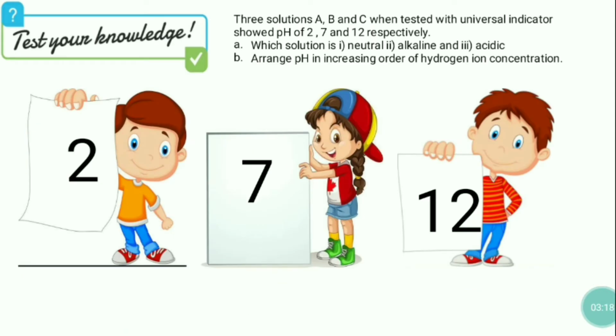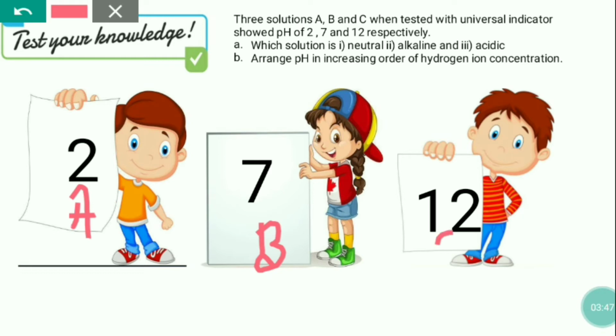Now, a simple question to test your knowledge. We have 3 solutions, A, B and C. When tested with the universal indicator, they showed pH of 2, 7 and 12. Which solution is neutral? Yes students, now you need to tell which solution is neutral. So this is our B solution, this is our A solution, and this is our C solution. So which solution is neutral? Answer me.